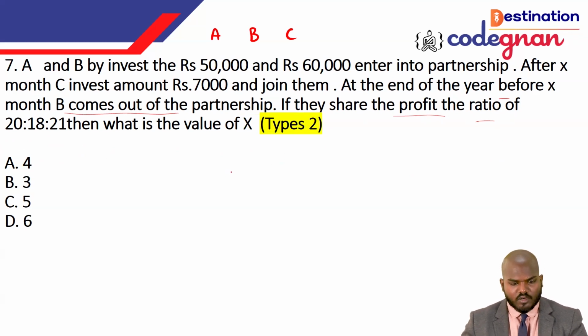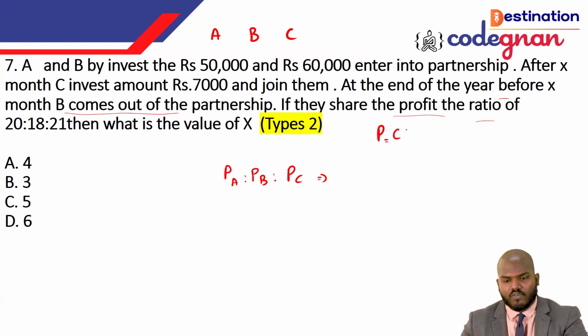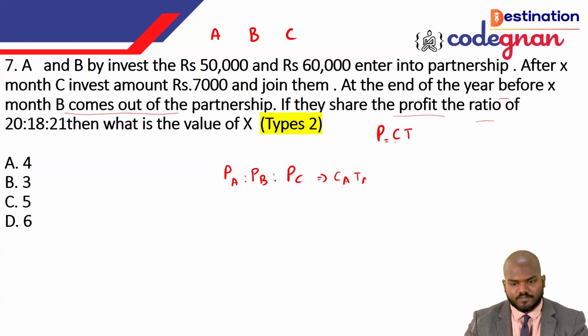Okay, so guys, in any business, we can call the investment C, and the time we will call T. The profit of A is to the profit of B is to the profit of C. What is the formula? We can say simply like this: the capital, so P is equal to CT. This is one of the formulas we can use in this place. Profit is equal to capital times the time he was invested, so CA, TA, CB, TB, and CC and TC, like what we can mention here.